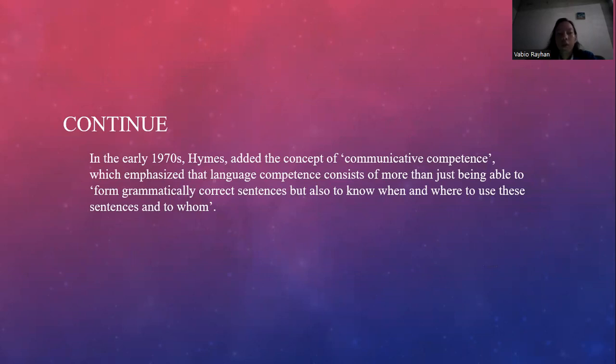In the early 1970s, Hymes introduced the concept of communicative competence, which emphasized that language competence consists of more than just being able to form grammatically correct sentences, but also to know when and where to use these sentences and to whom.